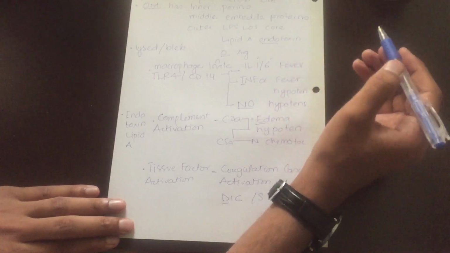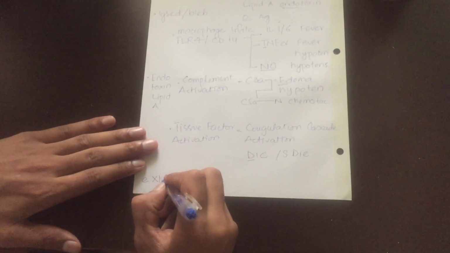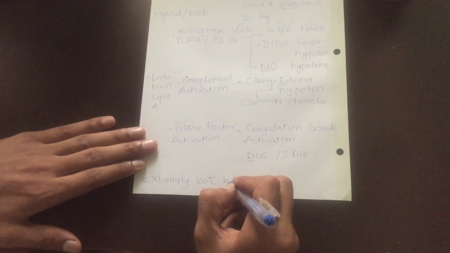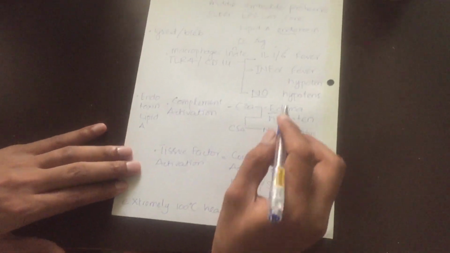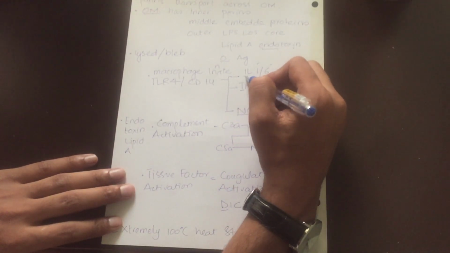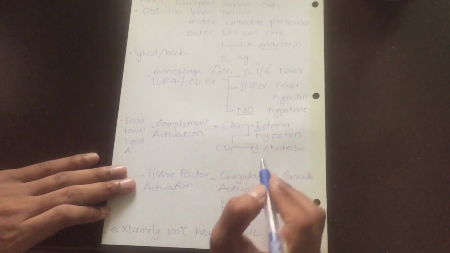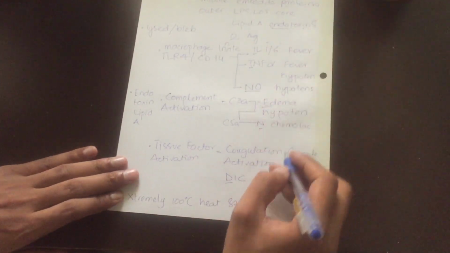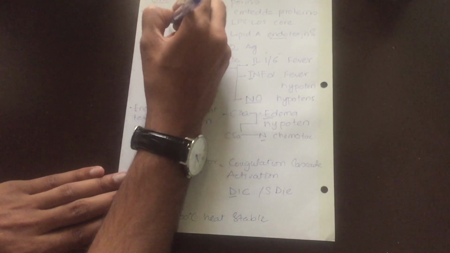Then we have X for extreme heat stability, like 100 degrees centigrade heat stability. Then we have I for interleukin 1 and 6, N for neutrophilic chemotaxis by C3 and C5, and S for sepsis, septic shock.